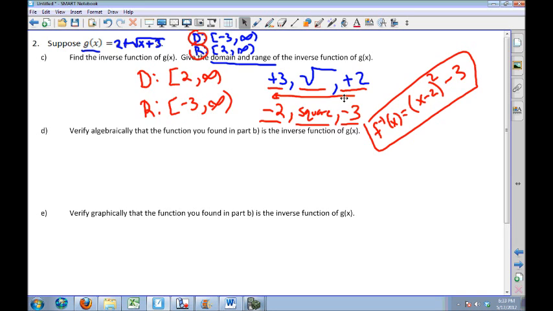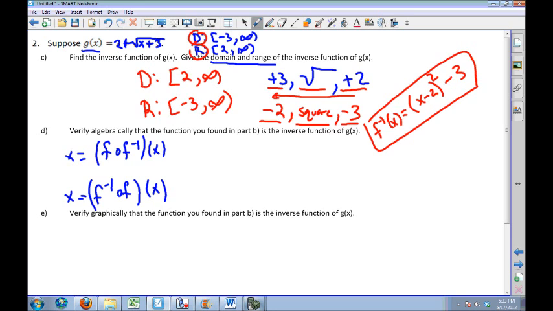Now I want to verify that this is actually an inverse function. To do that, I have to look at the compositions of f composed with this inverse at x and the reverse composition. I do have to check both, and I'm checking that these values are equivalent to x. That's what I want to see. So let's evaluate it and see if they actually are.